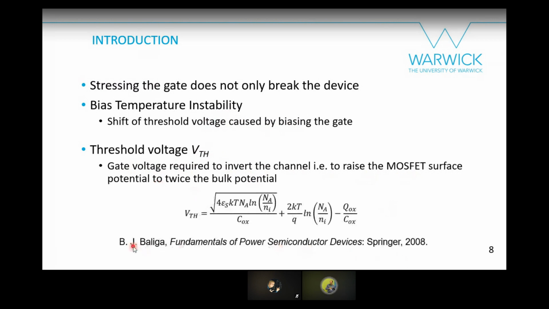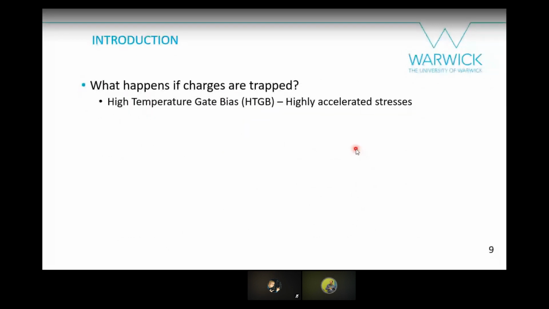And you have this basic textbook equation here. What you can see is that it depends on the doping density, intrinsic carrier concentration, and the gate oxide capacitance. But most important is that you have the charge in the oxide. So this is key. If you have more traps in the oxide and you're trapping charges, this is going to affect your threshold voltage. And that depends on whether they are positive charges or negative charges. So what happens if effectively you are trapping charges in the oxide?